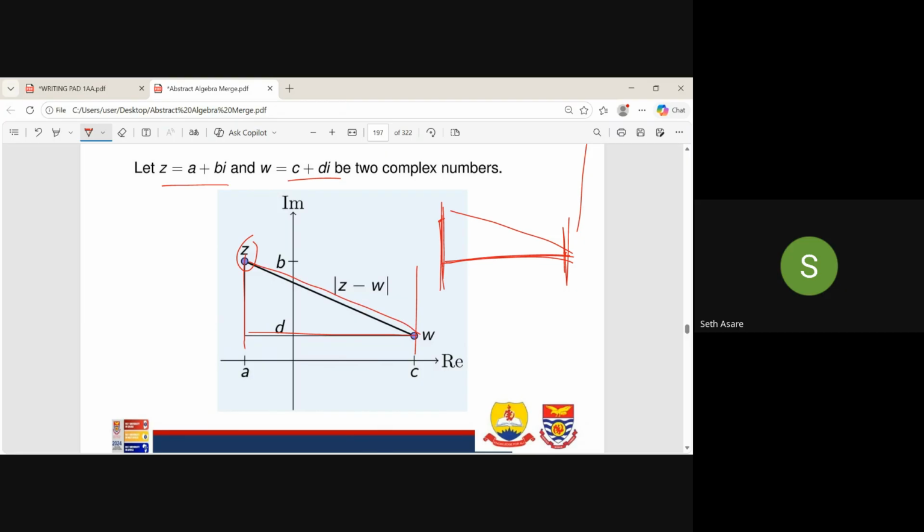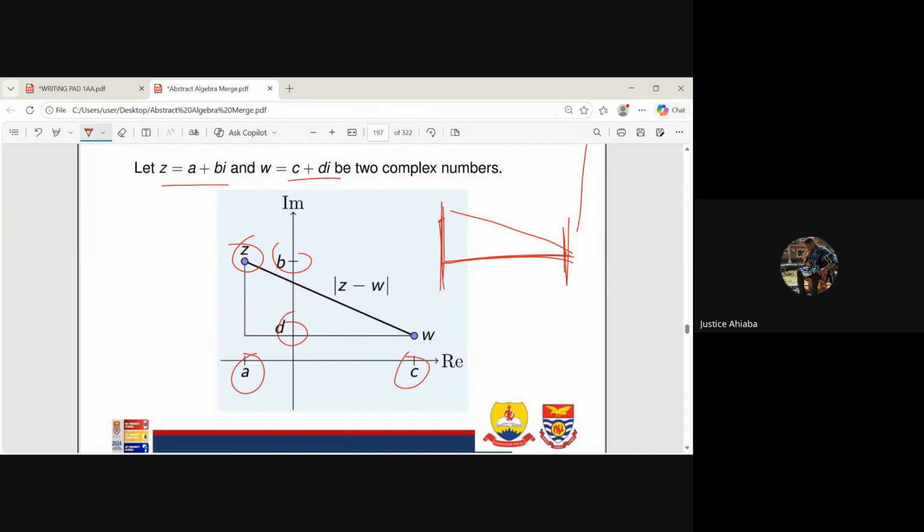We need to plot what is given to us. Where is Z? Z is A here against B, and B is here. Then W: C on the real axis and D on the vertical. So that is it.